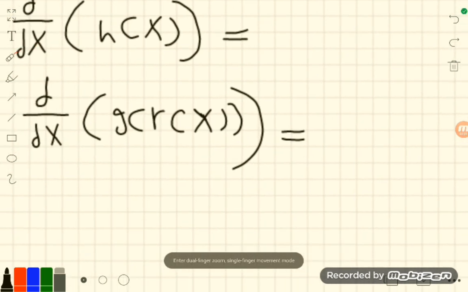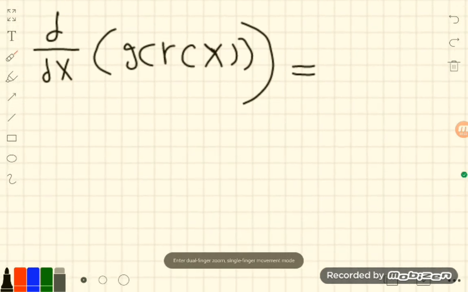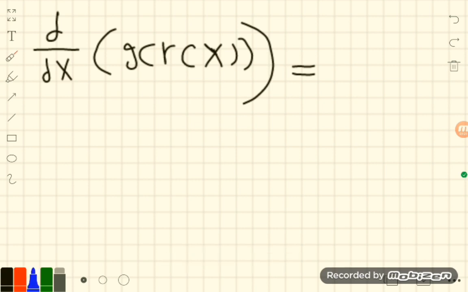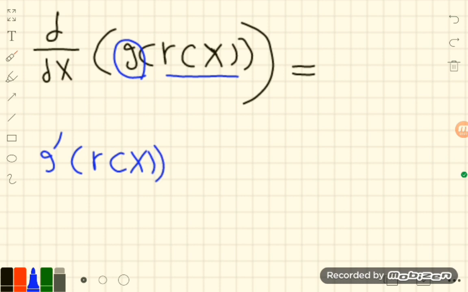Remember in the power rule video or the product rule when I said the prime of the first one multiplied by the other? I do the same thing here. In order to differentiate this composite function, you're going to say: the prime of the bigger one, which is g of x, the first one. So you say g prime of the smaller one, so you put r of x. Then you multiply it by the prime of the smaller one.